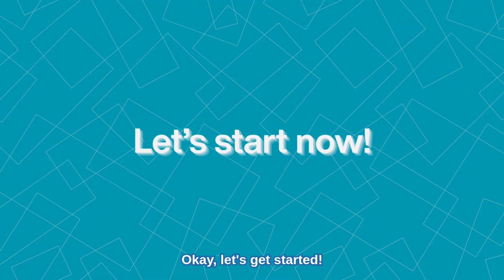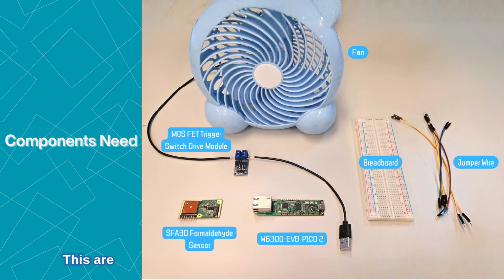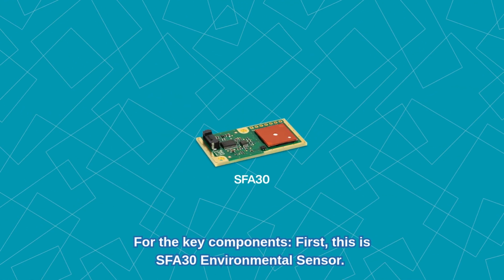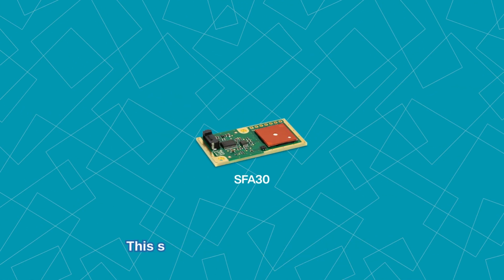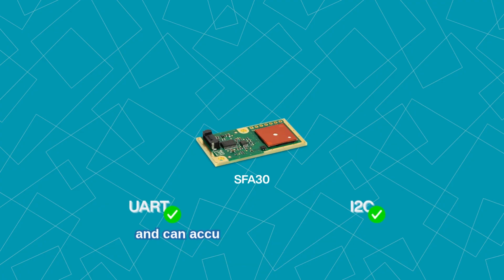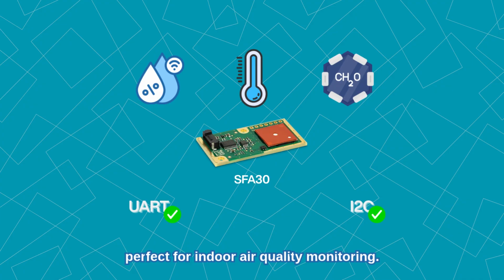Okay, let's get started. First, let's talk about the components needed. These are the components that we need to use in this project. For the key components, first, this is the SFA30 environmental sensor. This sensor supports both UART and I2C communication and can accurately measure humidity, temperature, and formaldehyde concentration. Perfect for indoor air quality monitoring.